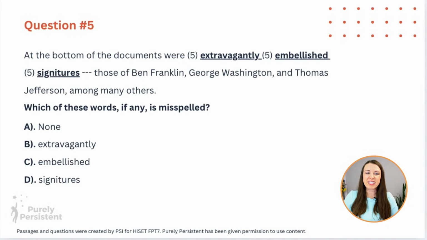Okay, so here we have extravagantly. That is actually spelled correctly. Embellished. Notice how it has that 2 L's in there. That's also spelled correctly, whereas signatures is spelled wrong with this little I right here. Okay, so it's signatures, not signatures.